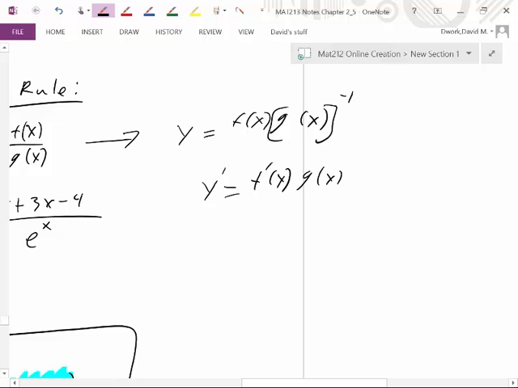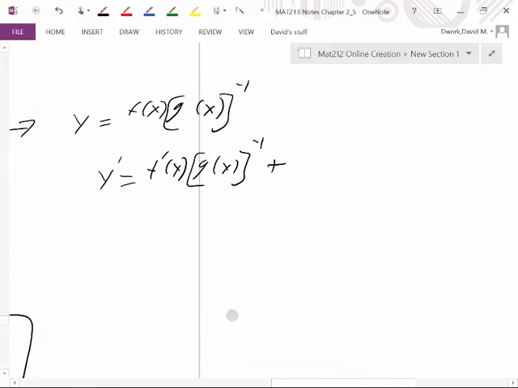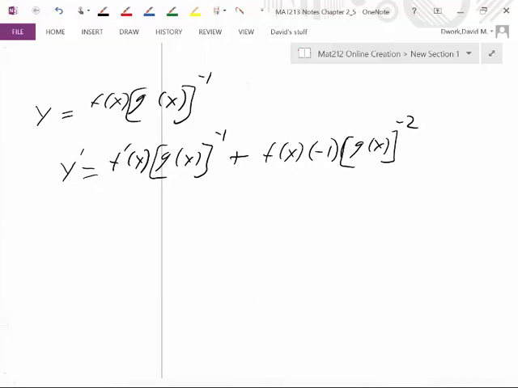Leave the other function alone. Plus, now leave the f of x alone. But here's the fun part. We've got a chain rule here because we have the negative 1, right? So we have to bring the negative 1 out to the front. And then from that exponent, we have to subtract 1, which would make it negative 2. Okay. Then we have to do times the derivative of the inside, which would be g prime of x.